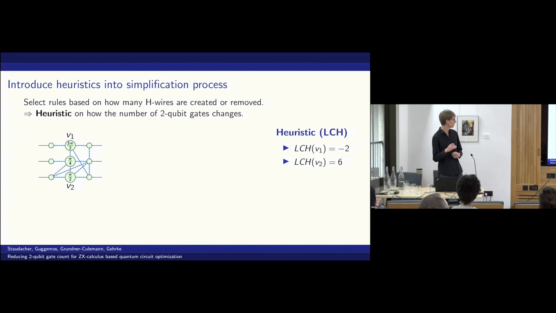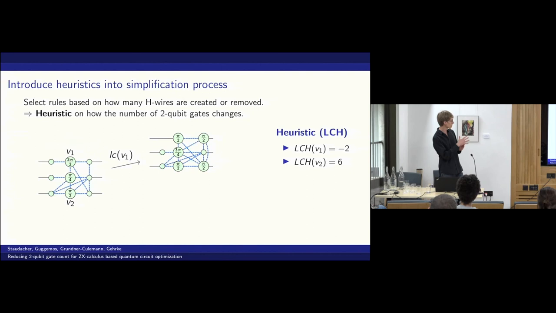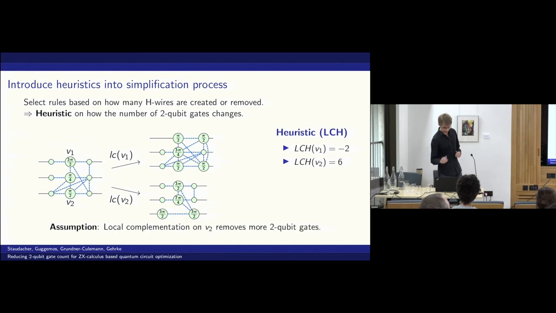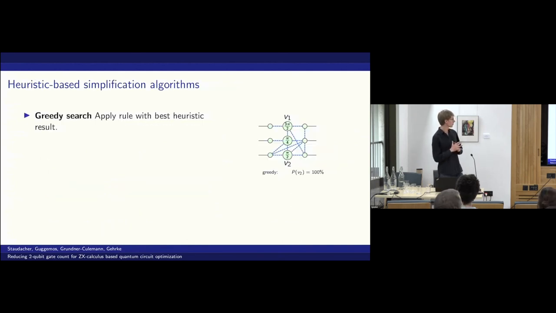In this example, we have two spiders, V1 and V2, where we can apply local complementation. My heuristic would tell me that applying local complementation on V1 would increase the amount of Hadamard wires by 2, whereas applying local complementation on V2 would actually decrease the number of Hadamard wires. My assumption is then that we should prefer local complementation on V2 because it removes more 2-qubit gates of the underlying circuit.